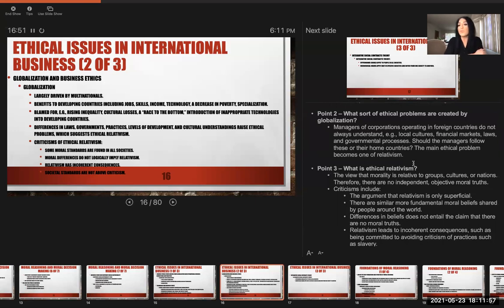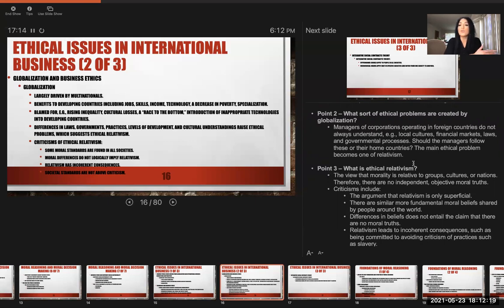Now, what sorts of ethical problems are created by globalization? We look at managers of corporations operating in foreign countries who do not always understand, for instance, local cultures, financial markets, laws, and governmental processes. Should the managers follow these or those of their home countries? The main ethical problem becomes one of relativism.